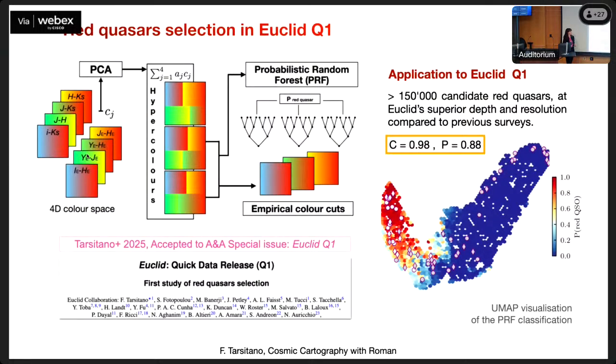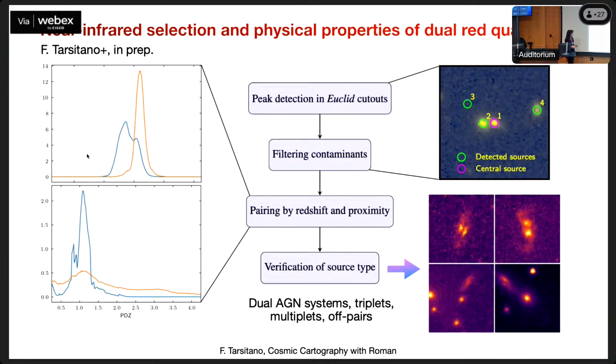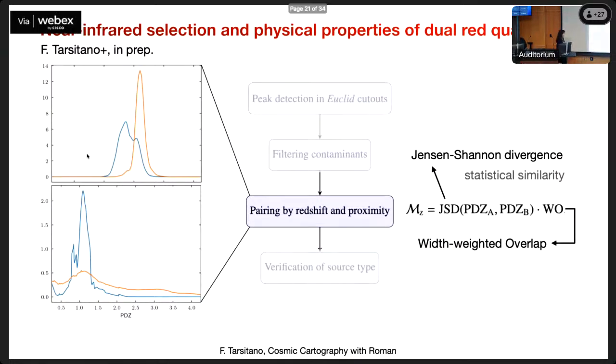In the context of Euclid, I'm actively working in the search of dual AGN systems, starting from the catalog of candidate red quasars that I developed in the context of the Euclid first quick data release in March 2025. In particular, I ran a peak detection algorithm on the Euclid images of the red quasars in order to find candidate nearby sources, when one of them is a quasar and the other one is a candidate AGN. And then I proceed with a pairing phase, which means that we need to assess the proximity criterion.